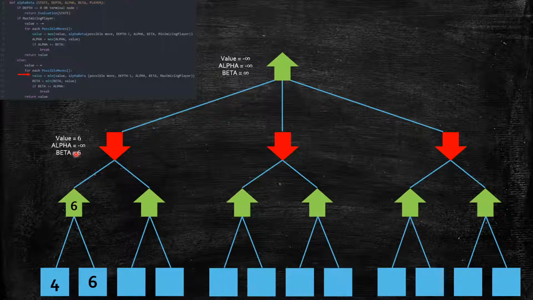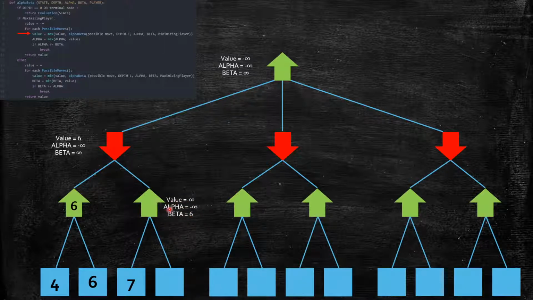And we check if beta is less than or equal to alpha. 6 is not less than infinity, so we go back down the tree. So now we start going this way. 7 gets passed up. Notice that now when we go down this tree, beta is set to 6. This is going to be important.